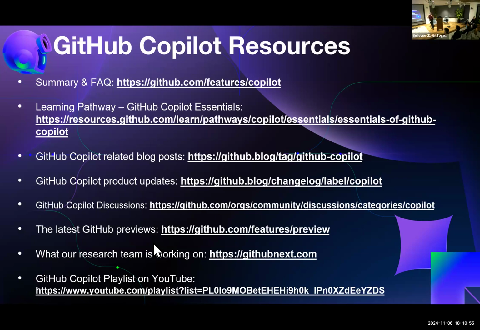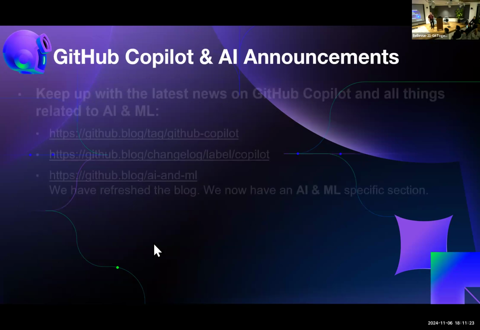What I typically do is highlight recent GitHub Copilot and GitHub AI announcements. I always have the resources here. I will post a PDF of this in the Slack channel after I'm done here, so that'll probably be there before everything's done tonight. But feel free to take a picture, because all the URLs are there as well.